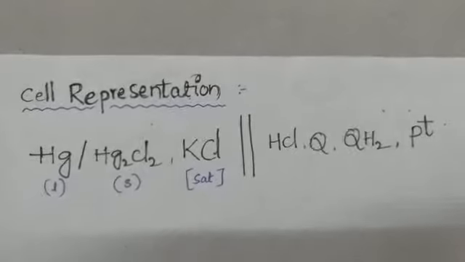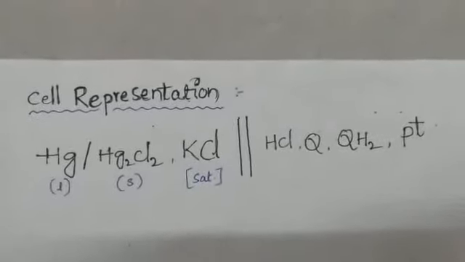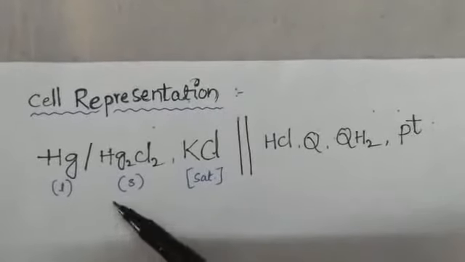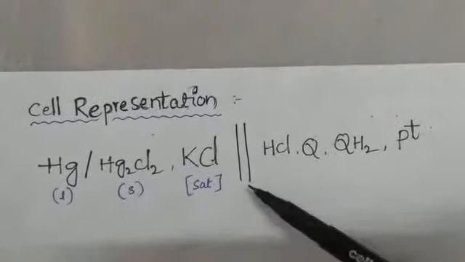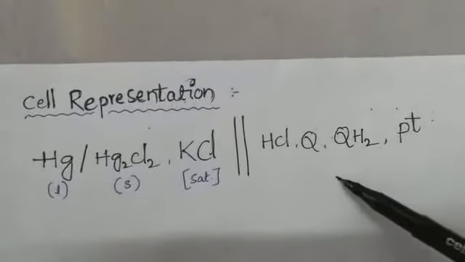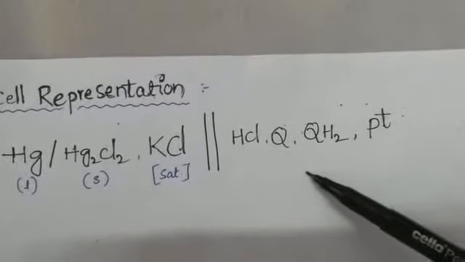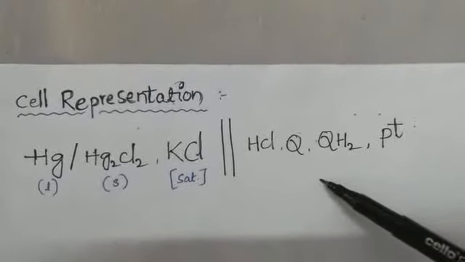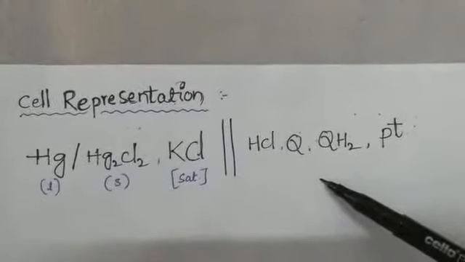The cell can be represented as follows. This is the reference electrode. The reference electrode is always on the left hand side. It will work as an anode. This is the salt bridge. At the right hand side there will be an indicator electrode. It is dipped in the analyte solution whose concentration we have to find out. It will work as a cathode.